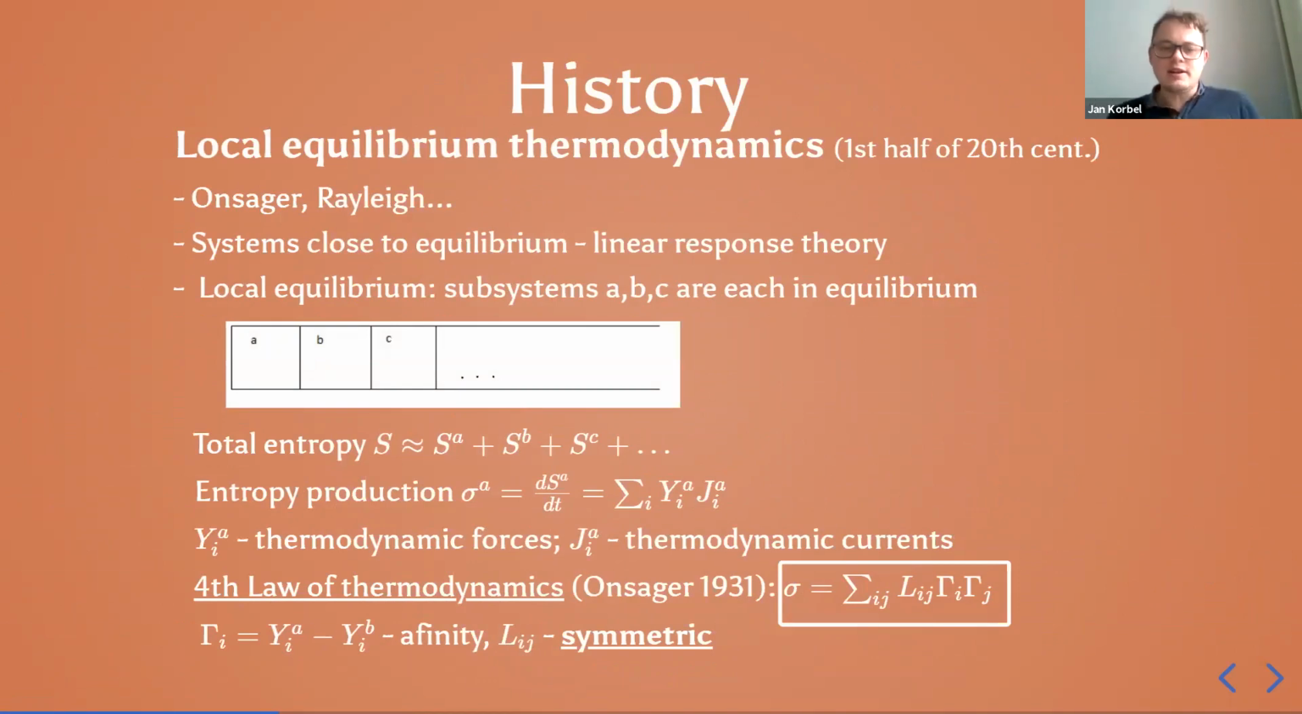And now let's go to the 20th century, to something called local equilibrium thermodynamics or linear response theory. It's been studied by Onsager, Rayleigh, and other people. And here you make a small generalization. You consider that you have systems close to equilibrium. So you have some small subsystems, A, B, C, and each is in equilibrium, but they are mutually not in equilibrium. And then you say, they are very close to equilibrium, so you can express the total entropy as the sum of the entropies. And then you calculate this entropy production, so this part that is not reversible. And then you define thermodynamic forces and thermodynamic currents. And the fourth law of thermodynamics, that was formulated by Onsager, and he later got the Nobel Prize in chemistry for that, is that this entropy production is a symmetric function of this L_ij matrix, which is called the Onsager matrix.